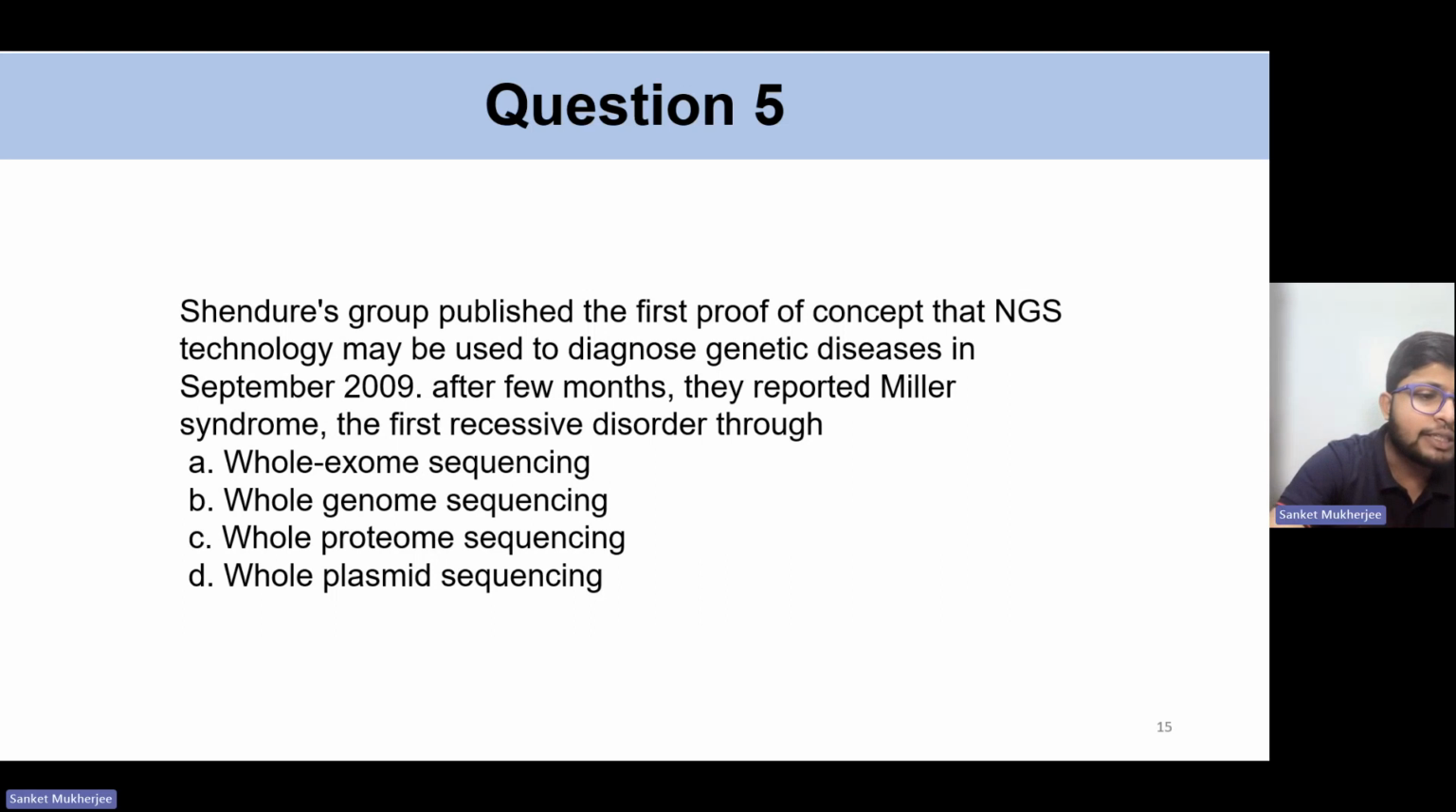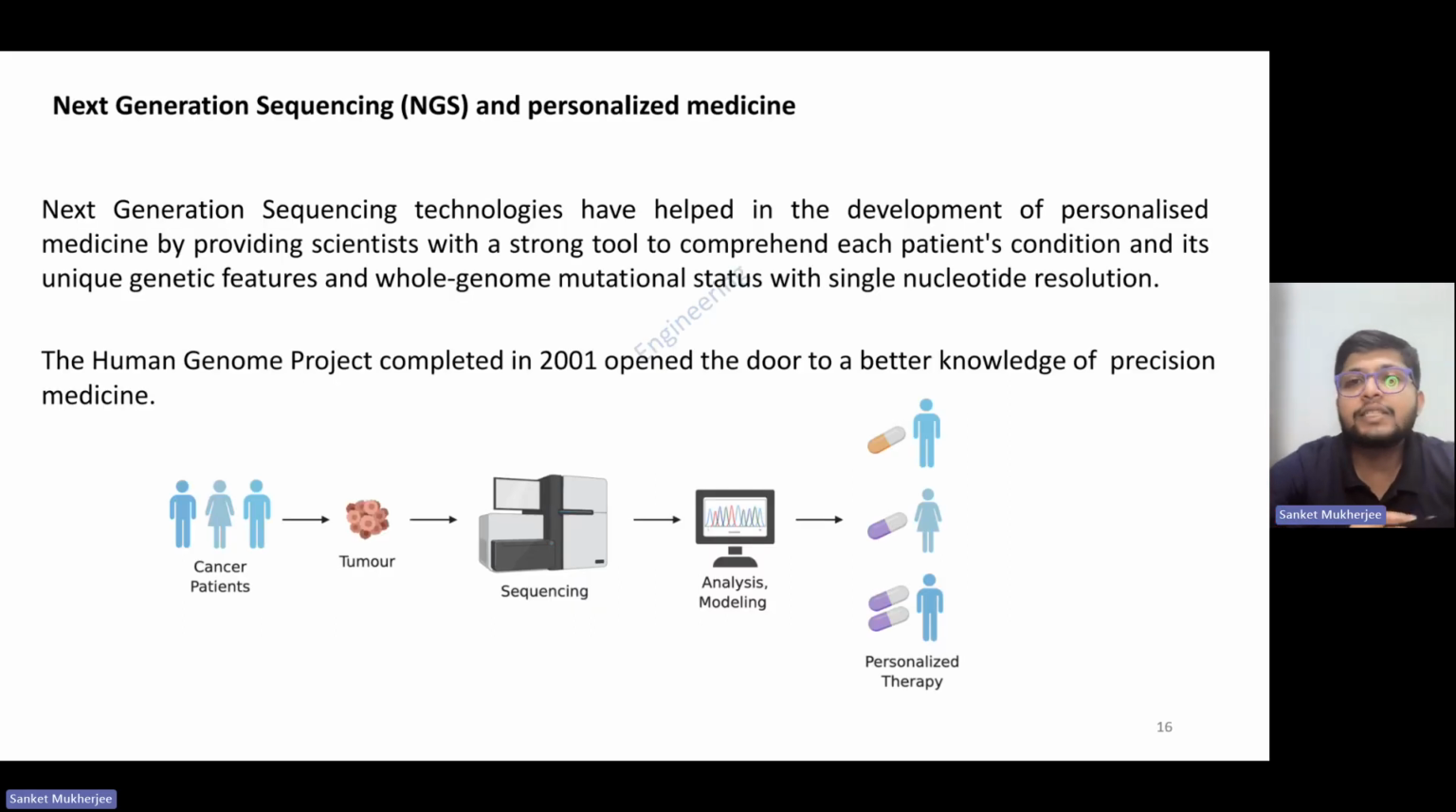So let's discuss a little bit about next generation sequencing and its implications on personalized medicine. Next generation sequencing has helped in the development of personalized medicine by providing scientists with a strong tool to comprehend each patient's condition and its unique genetic features and the whole genome mutational status with single nucleotide resolution. The Human Genome Project, completed in 2001, opened the door to a better knowledge of precision medicine.